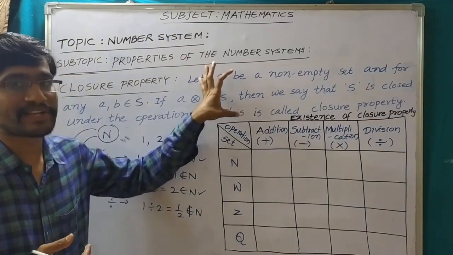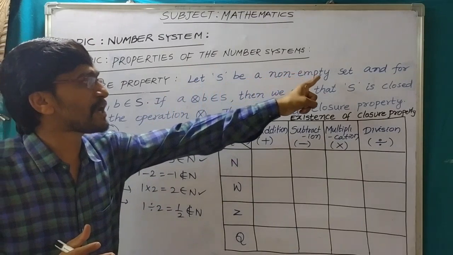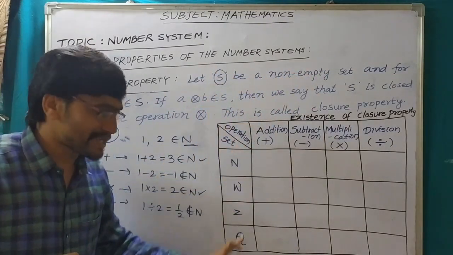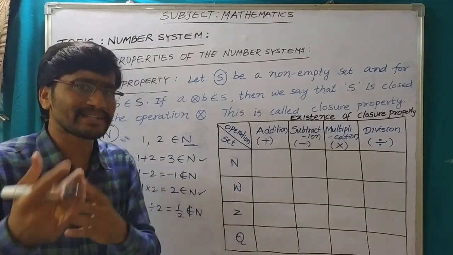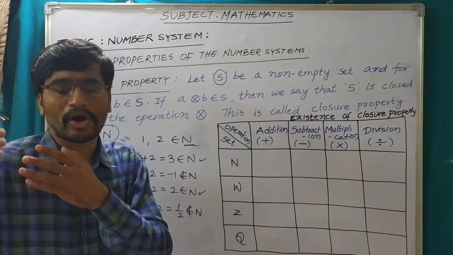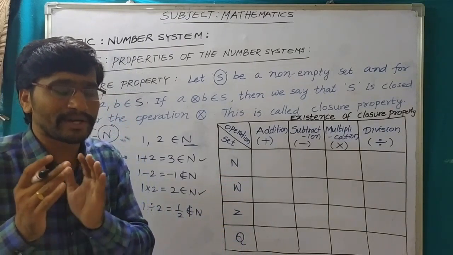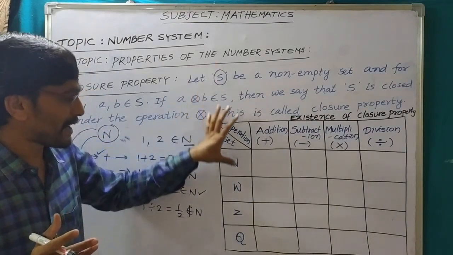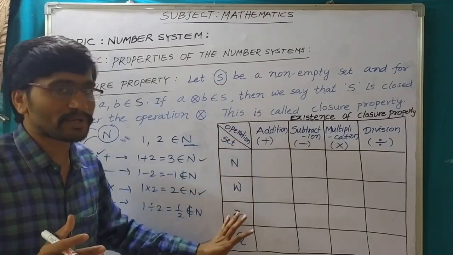Let us see the definition of closure property clearly here. Let S be a non-empty set. Here S is nothing but any of these sets: natural numbers, whole numbers, integers or rational numbers, or any other set, even numbers, odd numbers, prime numbers, composite numbers, positive rational numbers. We can take any one. Here I have taken only these four number systems.